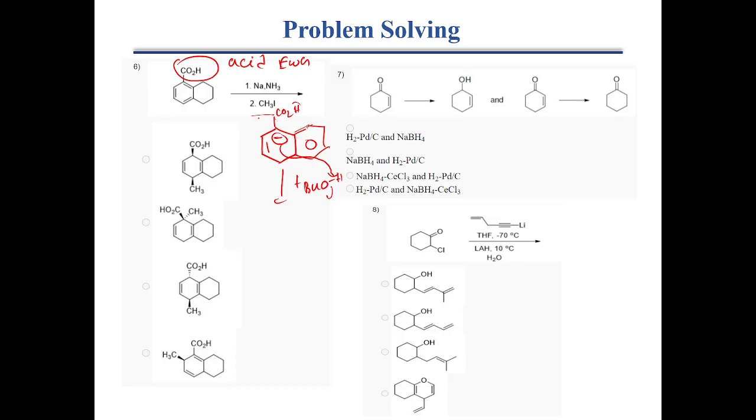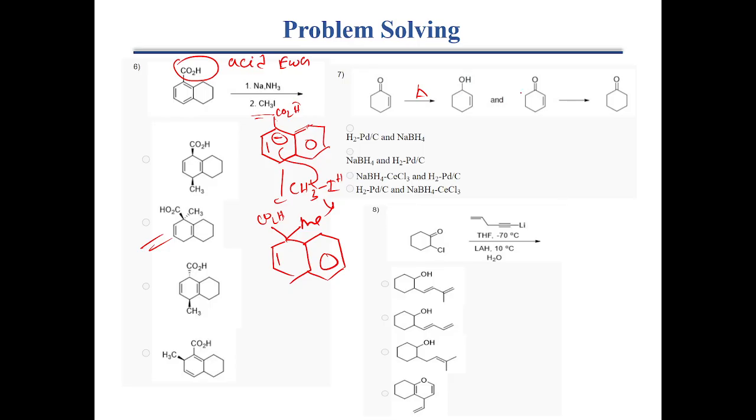But here the system has methyl iodide. So that anion reacts with the methyl iodide and leaves the iodide, giving this compound. The right answer is the second one. This happened due to the electron withdrawing effect of the acid group.